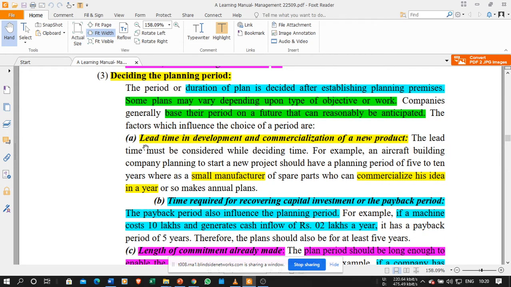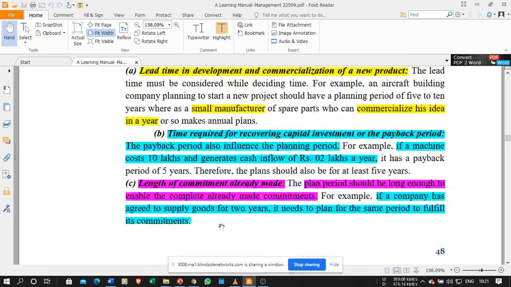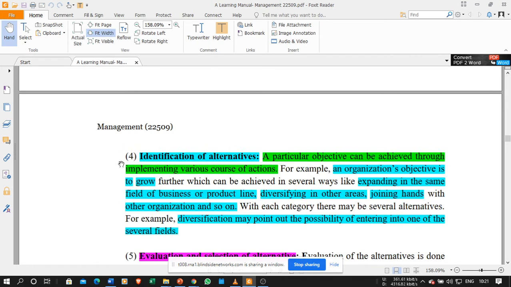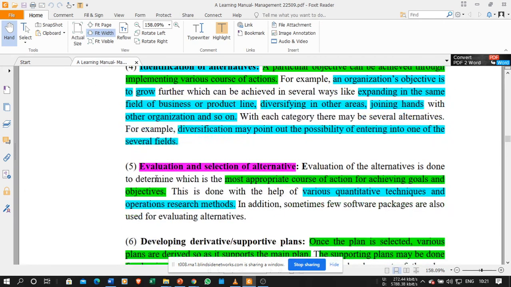For that purpose, we are going to consider the lead time in the development and commercialization of the new product, the time required for recovering the capital investment or the payback period, and the length of the commitment already made. These three things you need to consider. Then we need to identify the various alternatives available, and then evaluate and select an alternative.